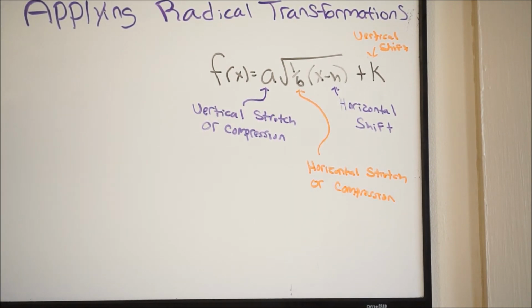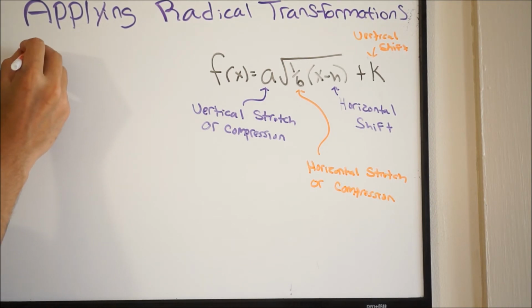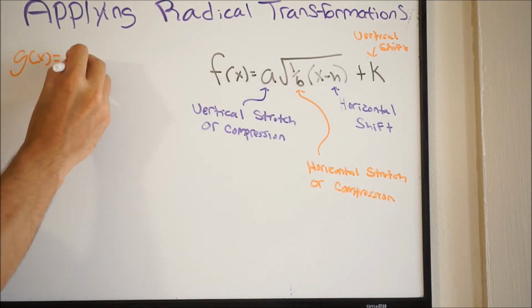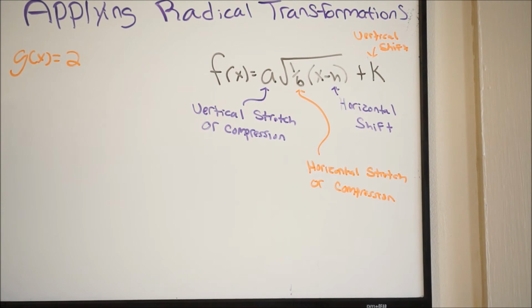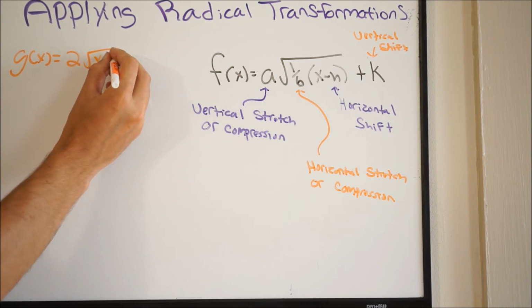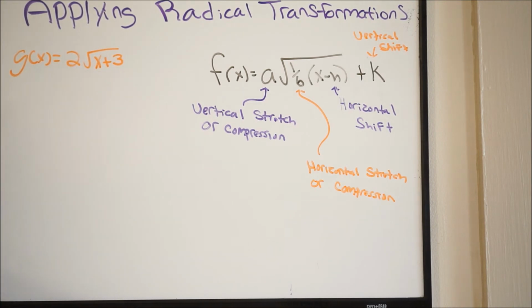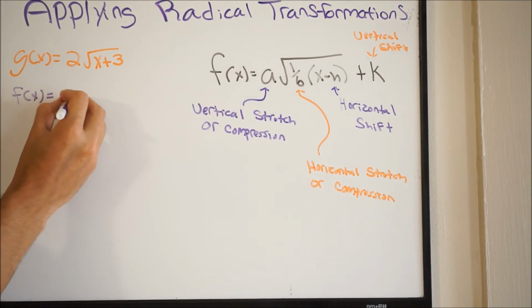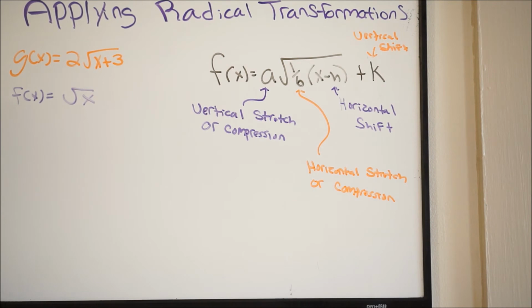So a little more in depth now. So we'll do g of x equals 2 times, and we'll have x plus 3. Okay, so let's go ahead and describe the transformations that took place. So here is our parent function. Okay, so there's multiple transformations here.